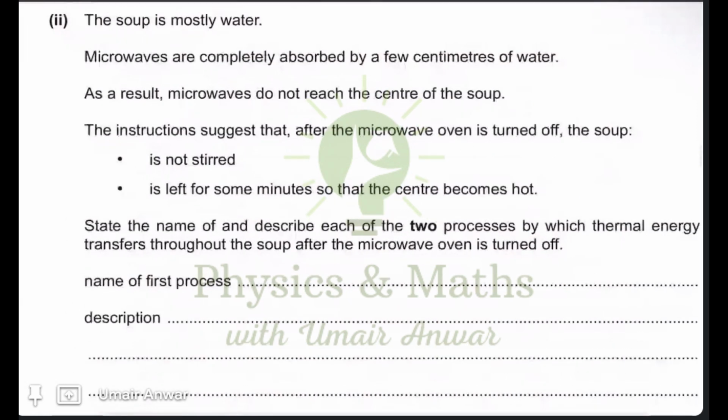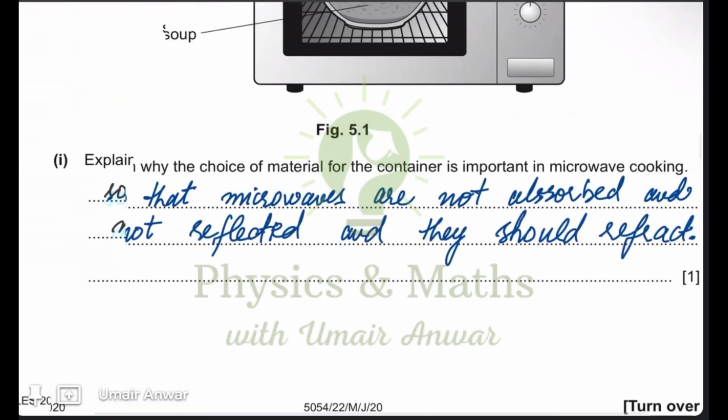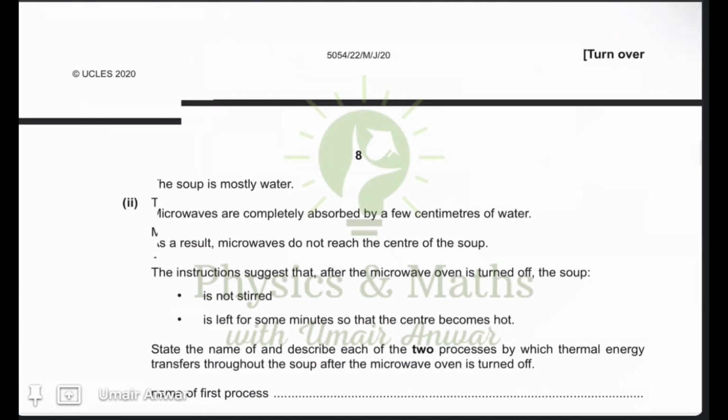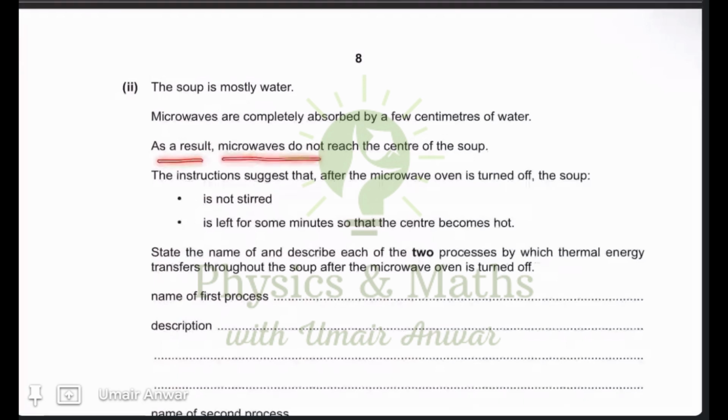Okay, the soup is mostly water. Microwaves are completely absorbed by a few centimeters of water. As a result, microwaves do not reach the center of the soup. So initially, whatever material is present near the glass or near the surface completely absorbs microwaves, and the microwaves themselves are not able to reach the central portion of the soup.